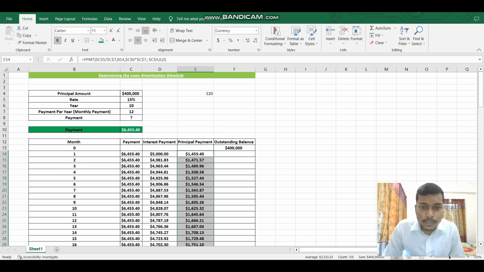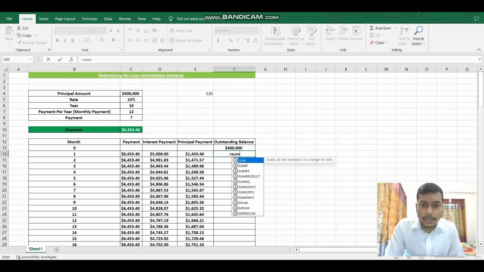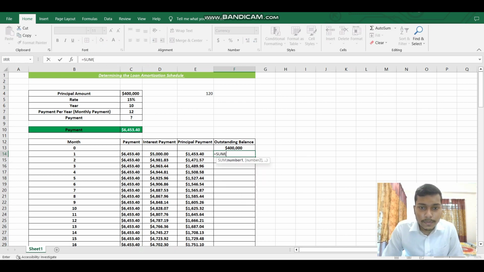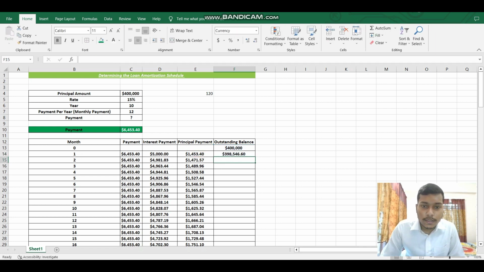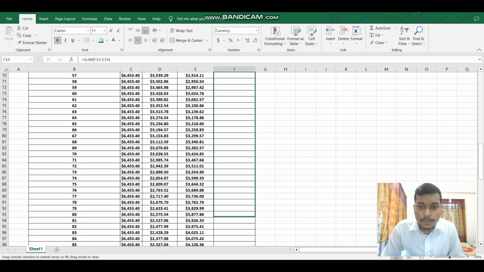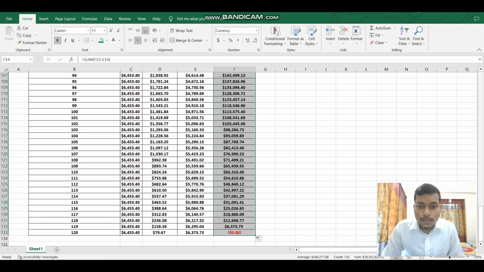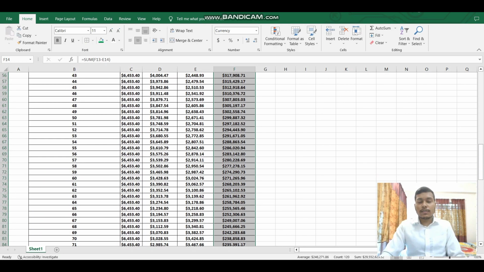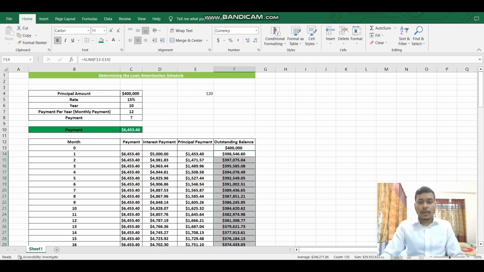I'm going to calculate the outstanding balance. At first put an equal sign, then type sum, then double tap, then select principal amount minus principal payment of month 1, then close the bracket and press the enter key, then take it up to 120. So at the end it becomes 0. So in this way you can calculate a loan amortization schedule.